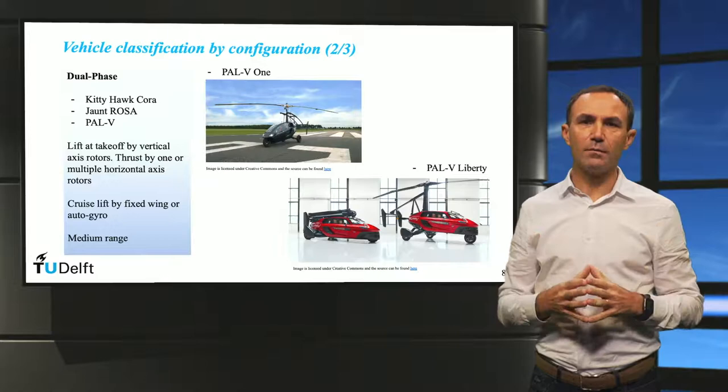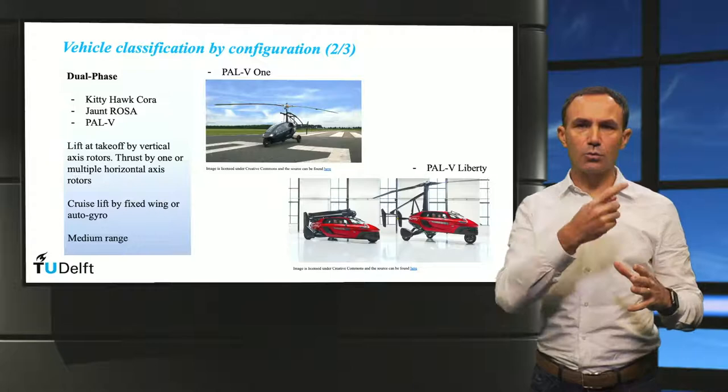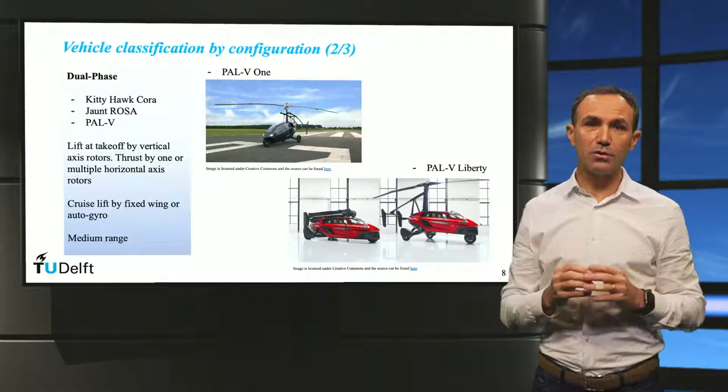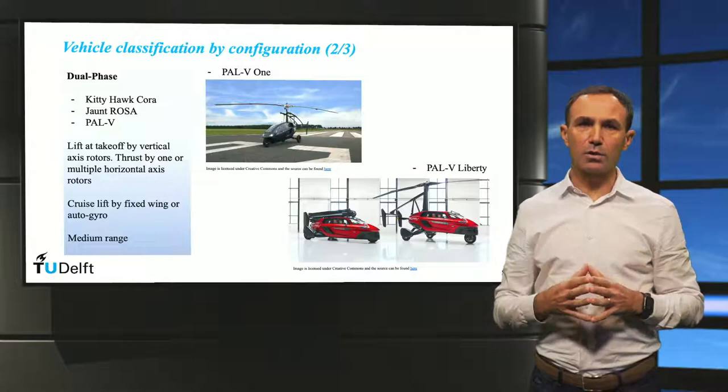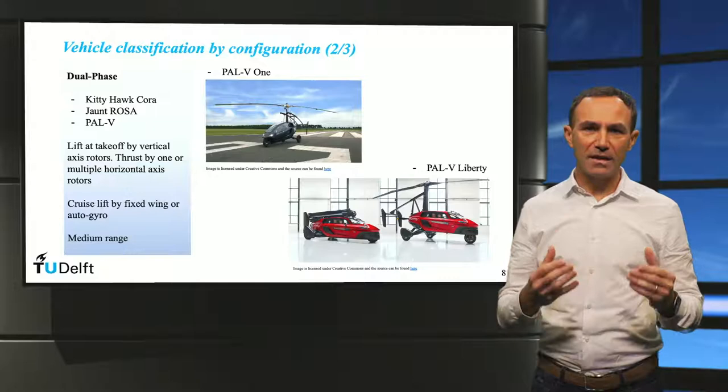The Joby Rosa makes use of a single large rotor, similar to a helicopter, ahead of the fuselage. This rotor is powered during vertical flight. Four large electric props provide the thrust for horizontal flight, where the lift is then given by the top rotor in autogyro. The PAL-V is a vehicle at an advanced stage of development.